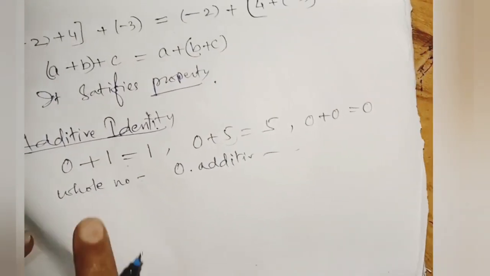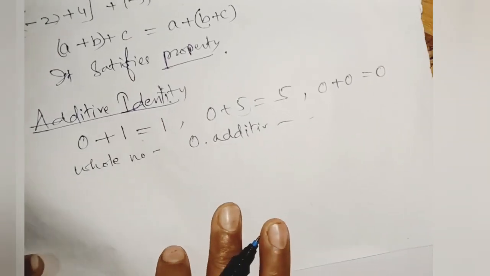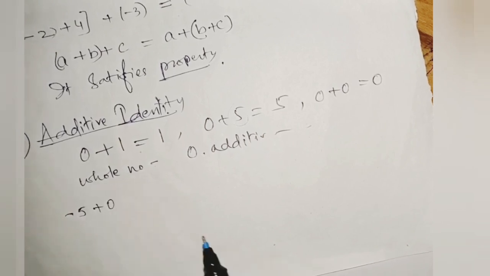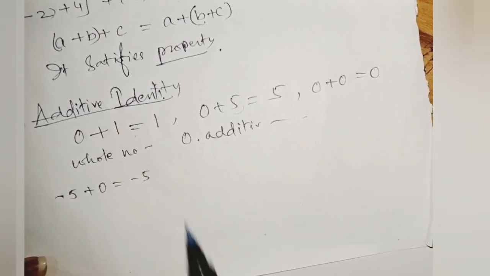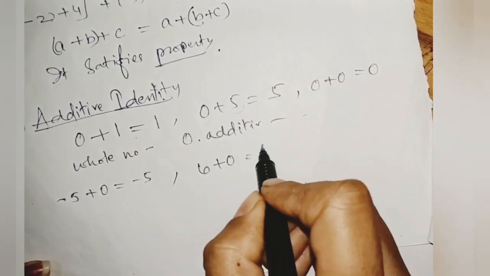Now whether is it true for integers, कि 0 भी additive identity है क्या integers के लिए? Let's check it. Let's take any integer. Suppose -5 is an integer. Let's add 0 here. What we get? Again -5. Let's take any positive number like 6 and add 0 to it. What we get? Again 6.